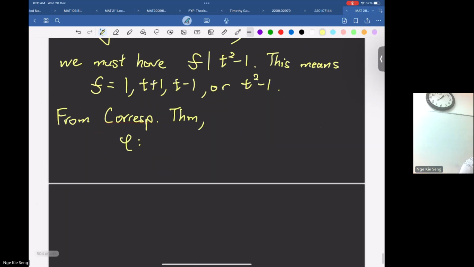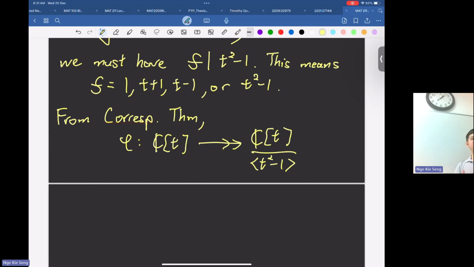Correspondence theorems. So we have CT and then an injective map into CT over t squared minus 1. So always remember what's this map here? This is the canonical map. So you just send every polynomial across and then kill all the multiples of t squared minus 1. Okay, you kill all the multiples of t squared minus 1.